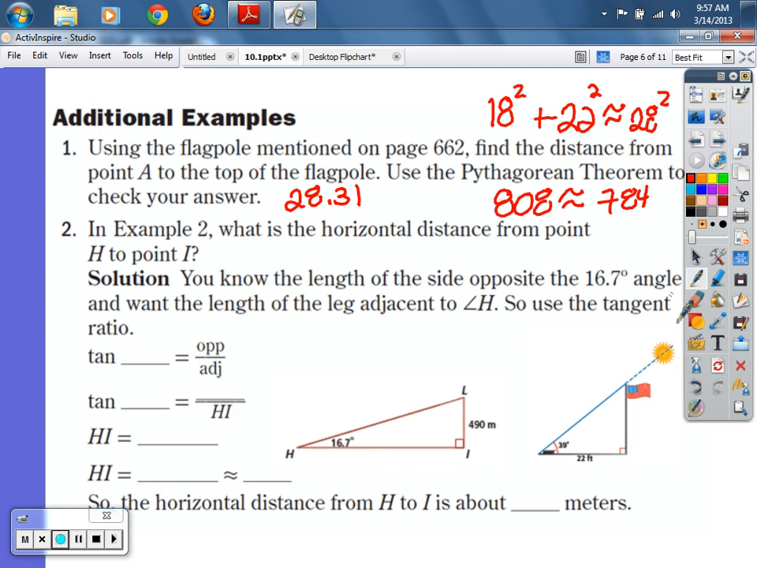Okay, here's another example. Oh, I had the flagpole right there. Darn it. Oh, well.